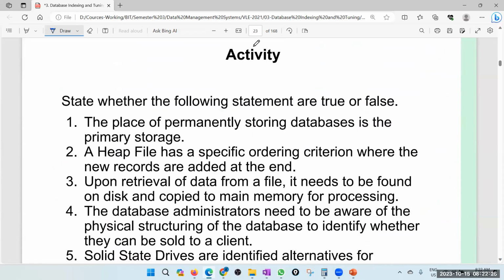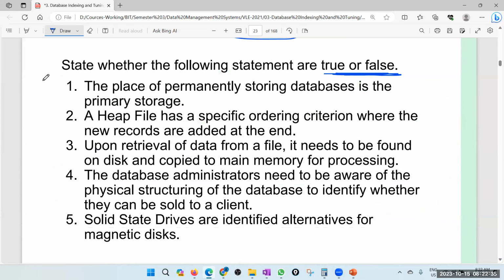They have given some more activities. State whether the following statements are true or false. Do this, because we'll do the activities also, since you don't have many past papers for this subject. Quickly do it. These are anyway easy questions, but you do it first. I'll give 1 minute.